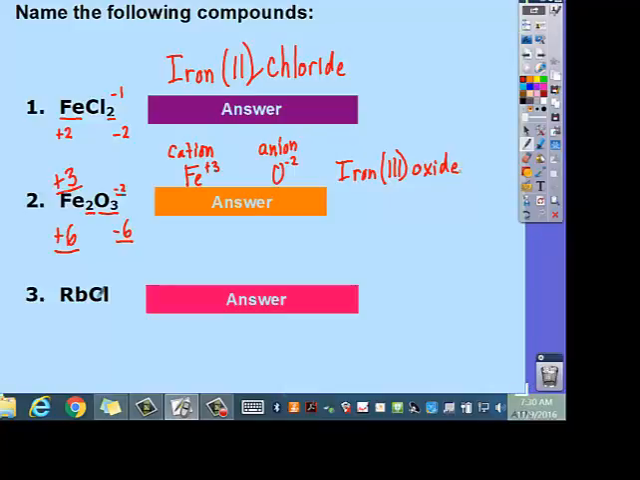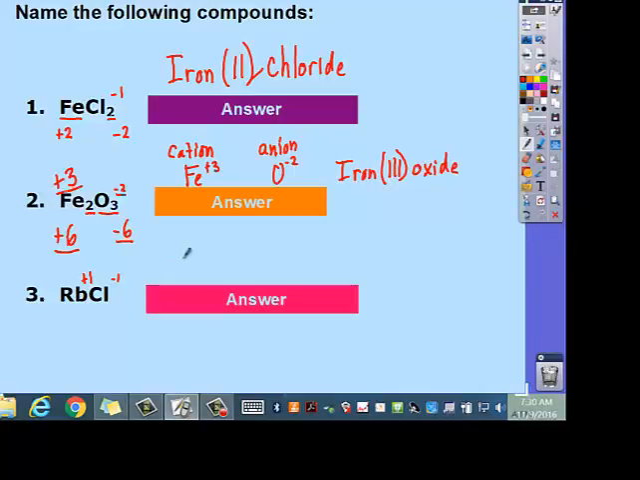All right, so the next one. This one, Rb. Is Rb even a transition metal? It's not. It's number 37 on the periodic table. Always check to see if it's a transition metal. Since Rb is always +1, and chlorine is -1, do not put Roman numerals. You only put Roman numerals when it is a transition metal. So this one is just the name of those 2 elements.